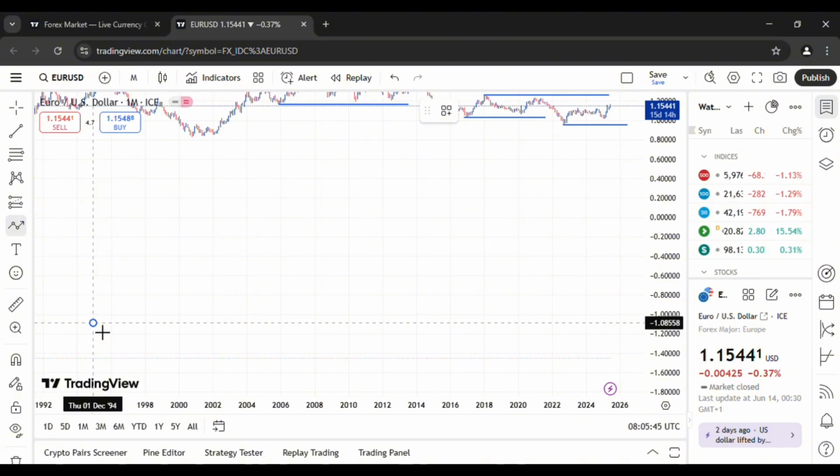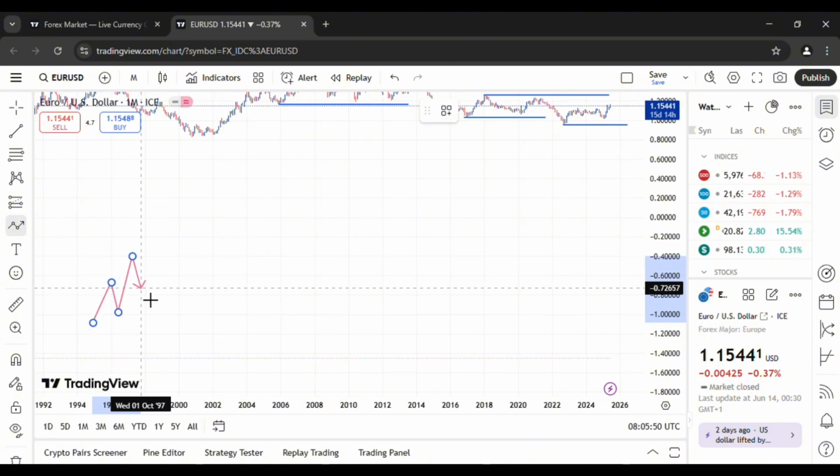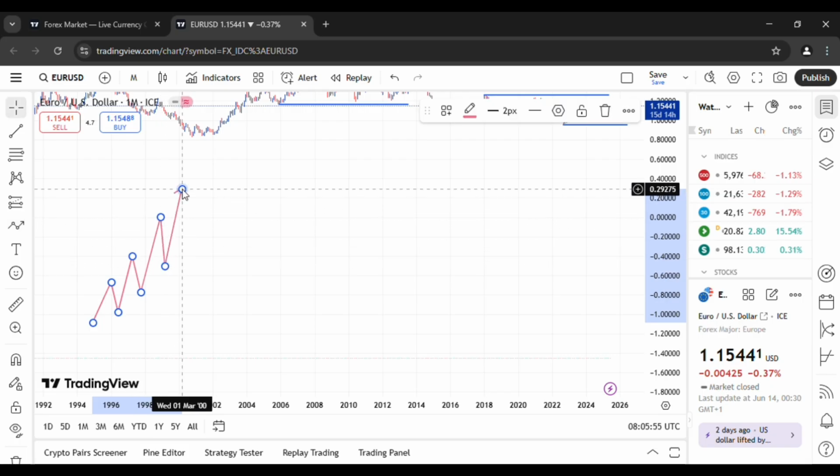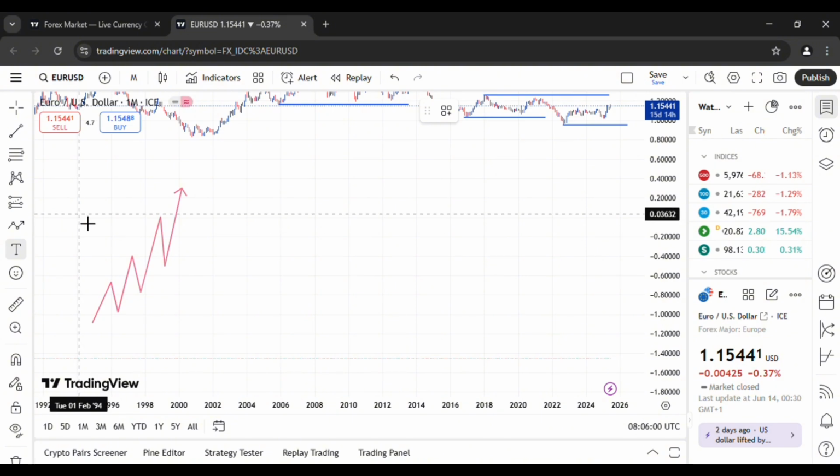So when we are talking of a bullish trend, we are talking of price making a higher high, higher low, higher high, higher low, higher high, and it continues like that. So this is what we call bullish.